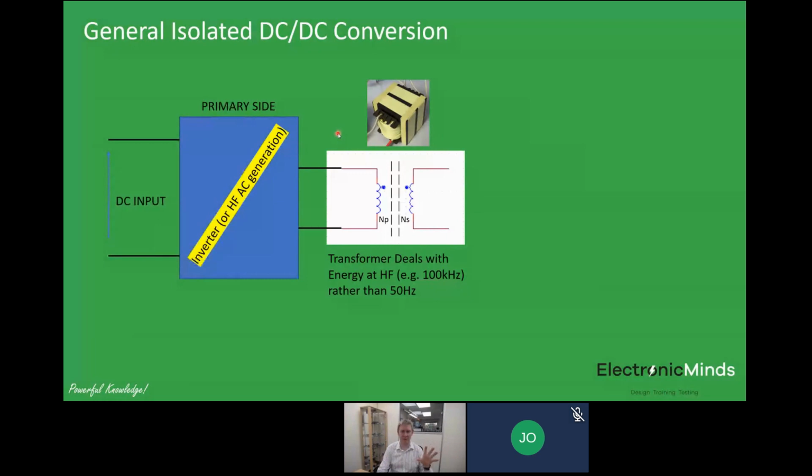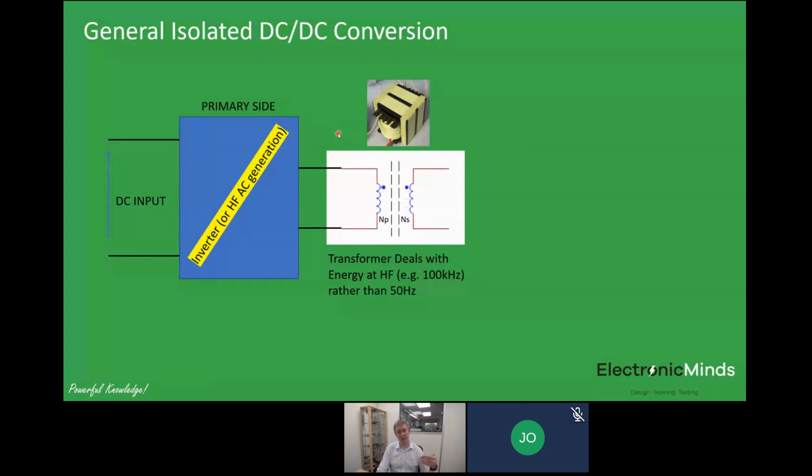So on the front end of pretty much any DC to DC converter, you're going to find some circuitry which is going to turn that DC into a high frequency AC waveform, which is applied to the transformer primary winding. And the different topologies do that in different ways, but as a fundamental building block, that's what's going on.